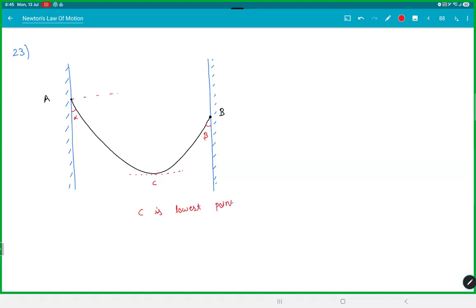So A and B are not at the same level, so there is a small gap there. Now what will happen? This string is pulling with TB. This string is pulling with TA. M is the mass of the rope.